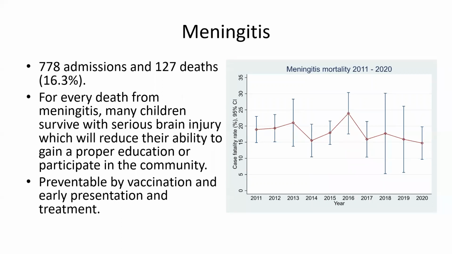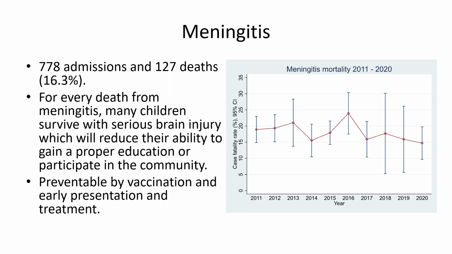The number of cases have decreased, but if a child gets meningitis, their mortality rate, unfortunately, will still be around 10 to 15%, I think. And we should consider that for every one of these 127 deaths, many more children will survive meningitis with serious brain injury. That substantially impairs their ability to go to school and participate in their community and eventually get jobs and that sort of thing.